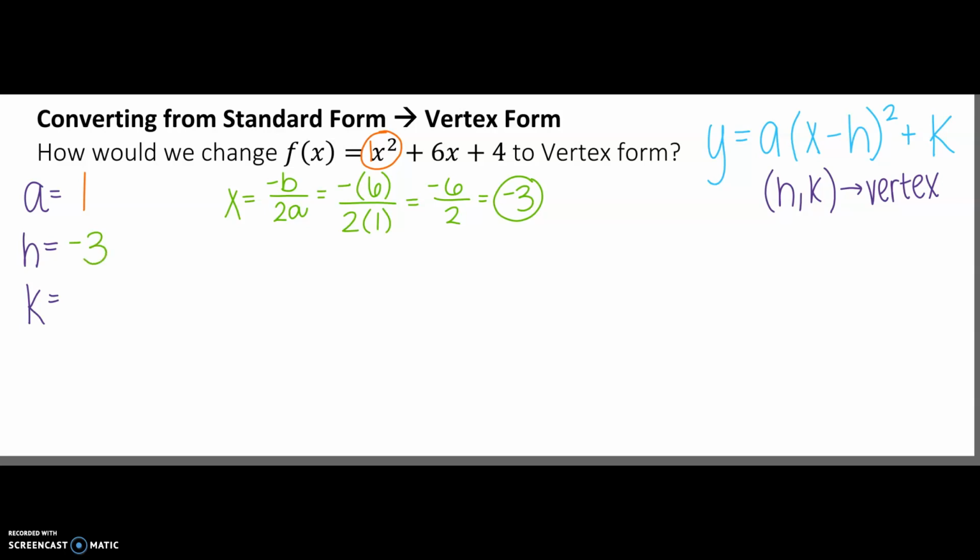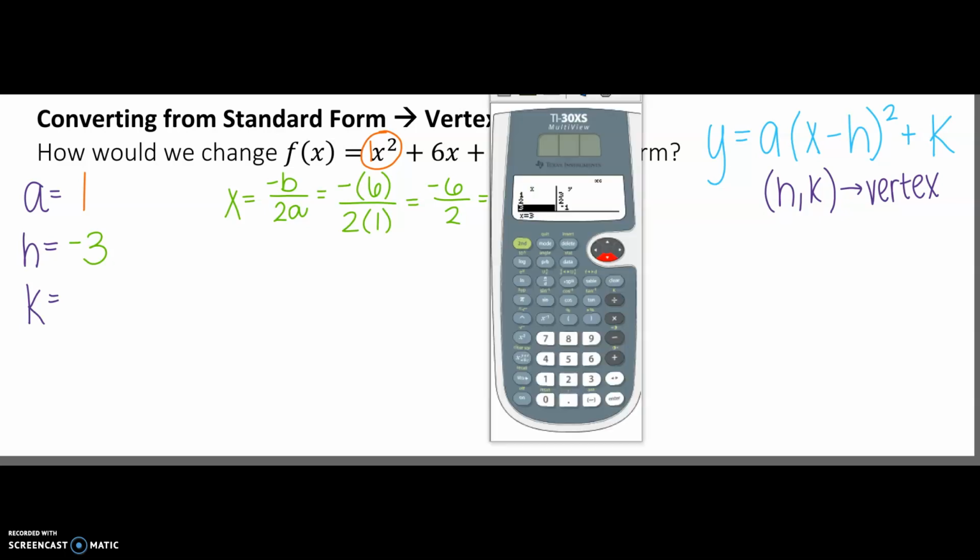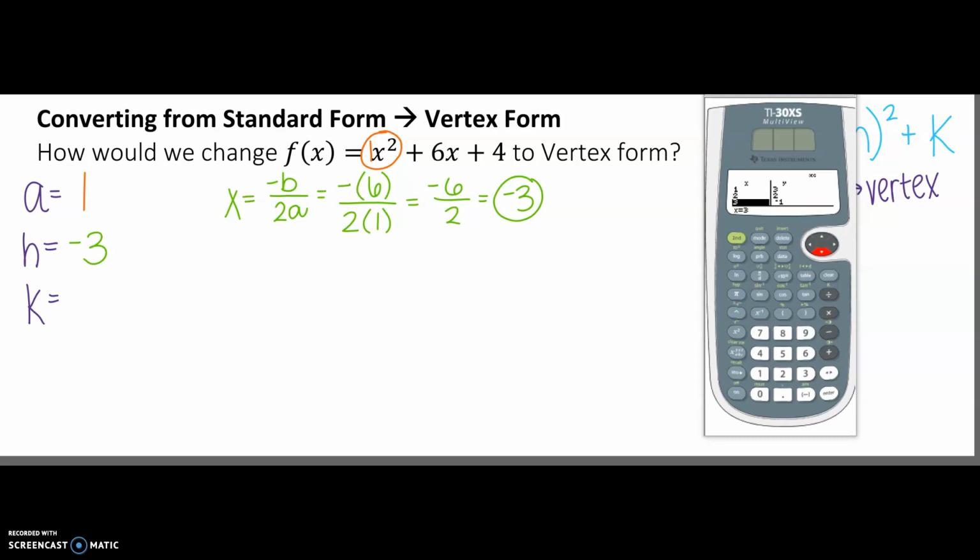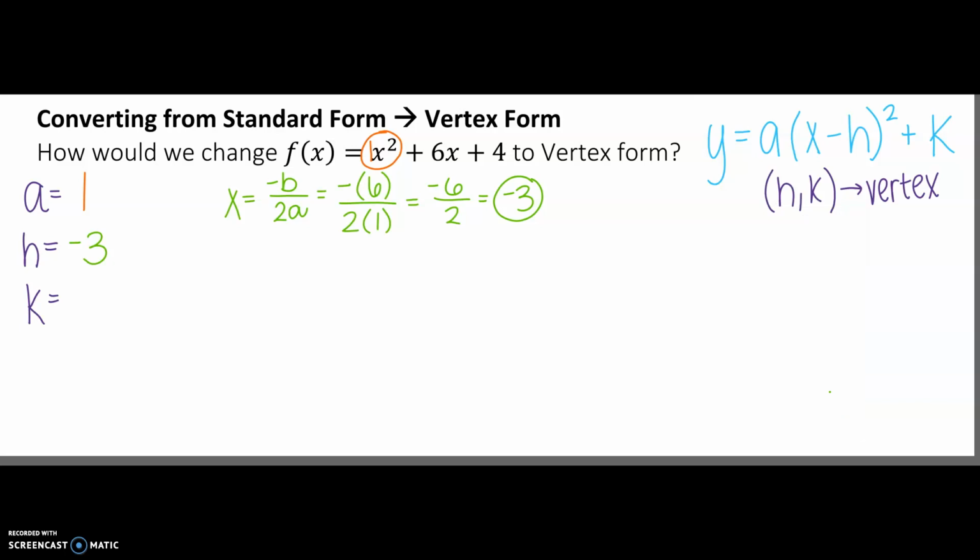And to find our k value, you're going to be relieved, it's pretty simple. We can just grab our calculator, go to table, and write in our standard form equation, which is x squared plus 6x plus 4. And to find that k value, we would want to go to our x value of negative 3, and it will give me my k value of negative 5.